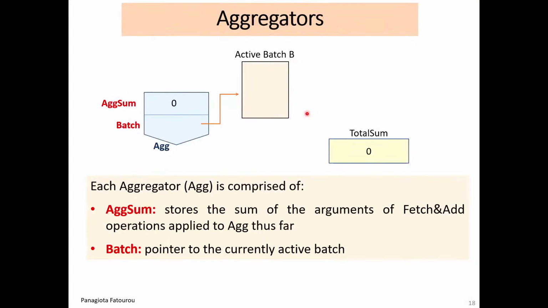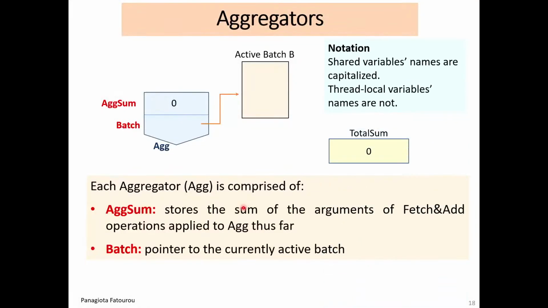Let me zoom in on an aggregator right now. I'll give you more details about what an aggregator is. An aggregator is a struct that has two fields. The agsum field stores the sum of the arguments of all the fetch and add operations applied to the aggregator thus far, from all batches. And batch is a pointer to the currently active batch. Is the scheme clear up to now? Okay. And we also have this total sum. So this is how the whole thing looks.